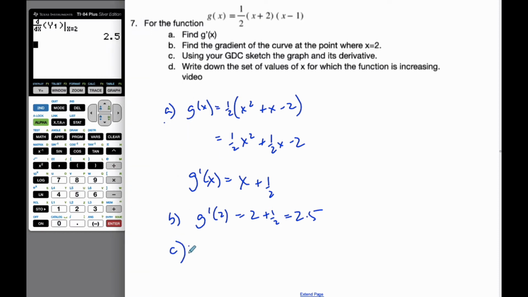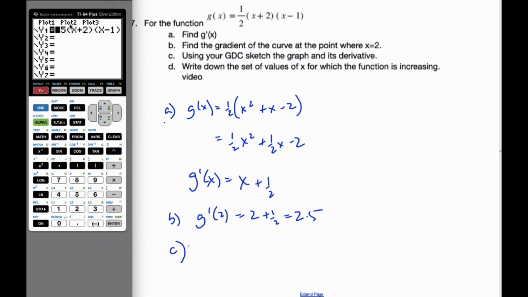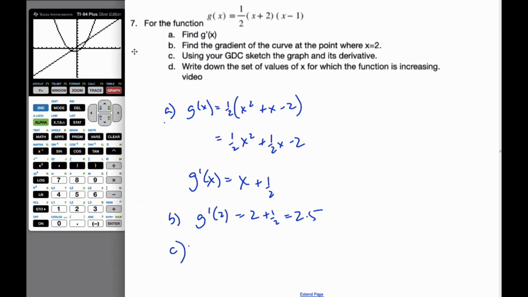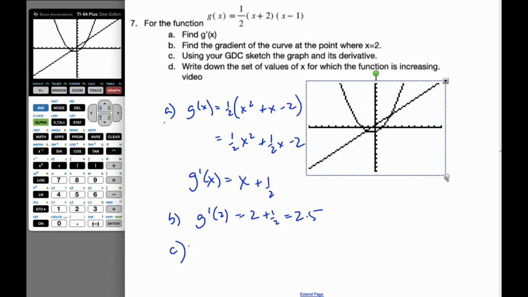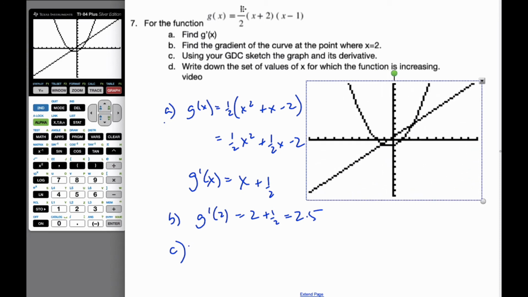The next part here, C part, says using your GDC to sketch the graph and its derivative. Well, I can already see that I have the graph. If I want to sketch the derivative, again, I go to math, and it's number 8, the derivative of x. I want to do the derivative of y1, and I want x to be every x that exists. So this is every x. And now when I graph it, I get that line there. Let me pull this graph over so we can talk about it. Okay, so here is C part finished.